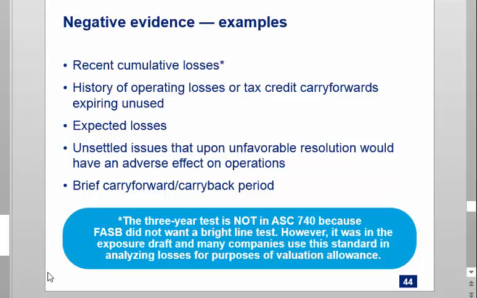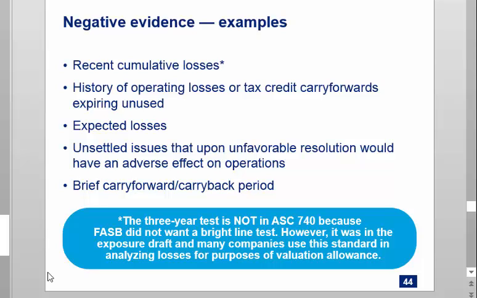the 3-year test is not in ASC 740, but it was in the exposure draft, which is essentially like the draft accounting guidance that the FASB issues before they go official with rules. So they issue an exposure draft. They say, we think we're going to make the rules like this. They ask for comments, and then they come out with the real rules. Like that's how it works.